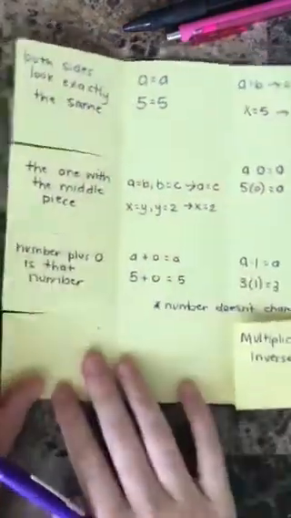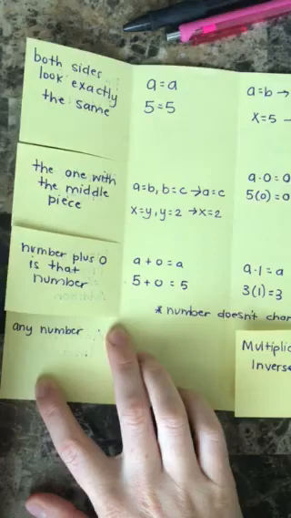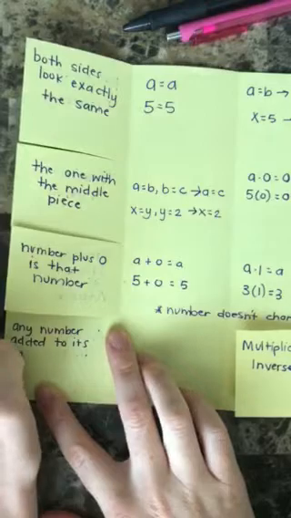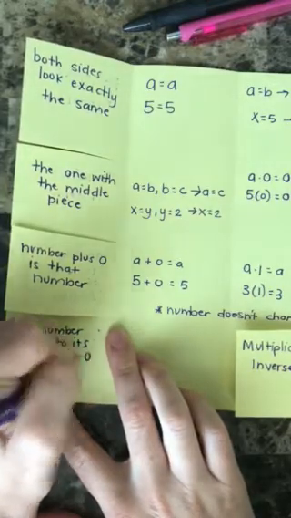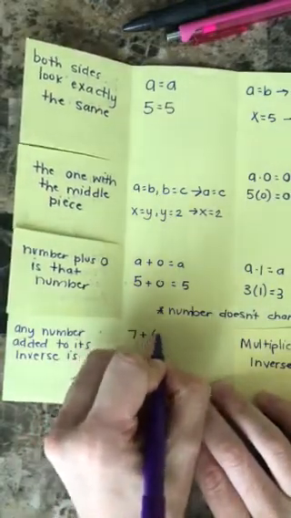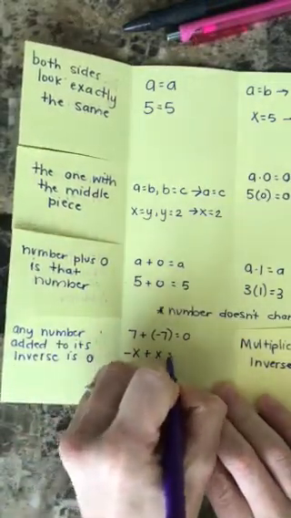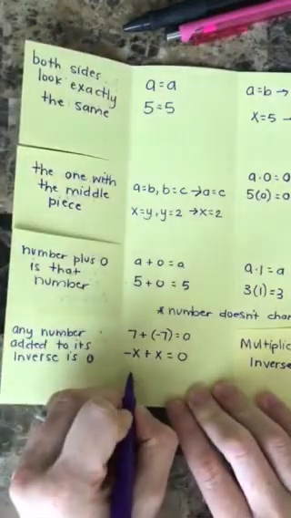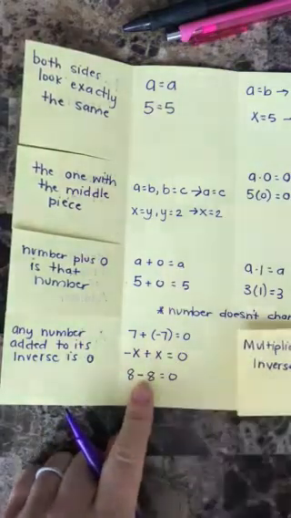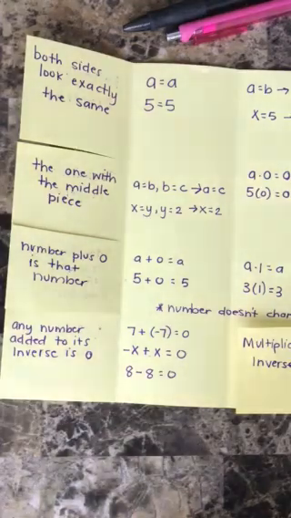So what we're going to do over here on the inside is this is any number added to its inverse is 0. So an example would be like 7 plus -7 equals 0, negative x plus x equals 0. You might even have like 8 minus 8 equals 0. Down here in this example, you're technically adding the opposite. Remember, adding a negative is the same as subtracting, okay?